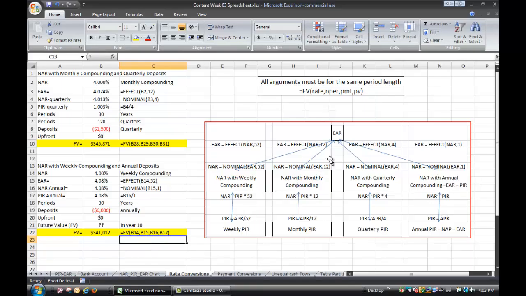And this chart can help you visualize that. After you do it a couple times, you won't need the chart, but it helps you work through it the first few times.